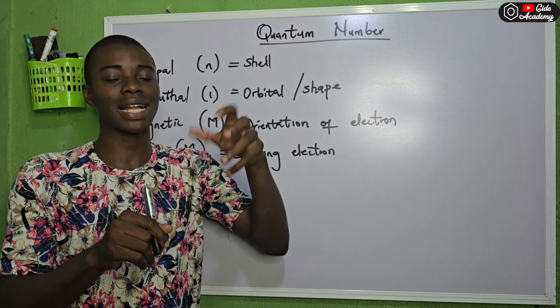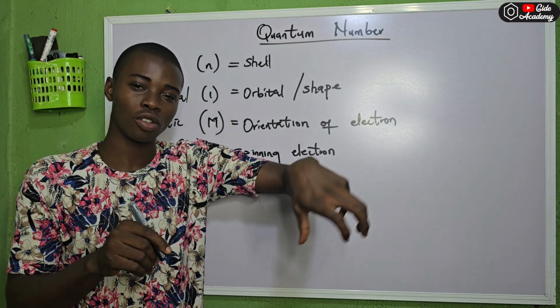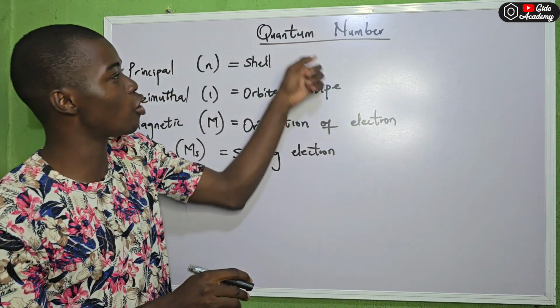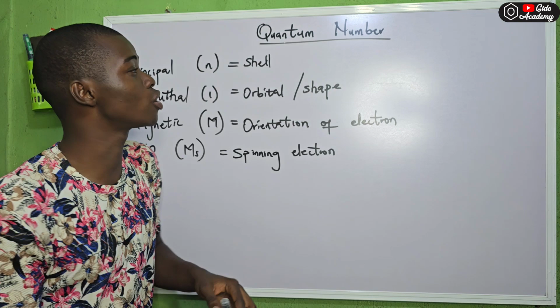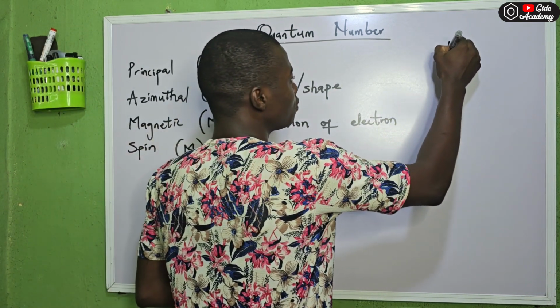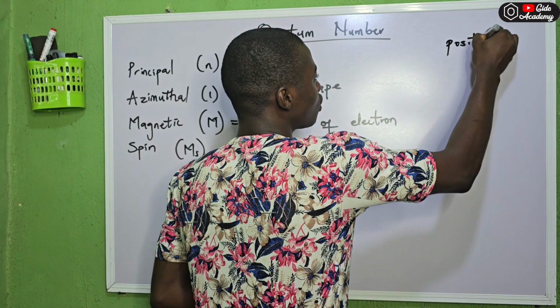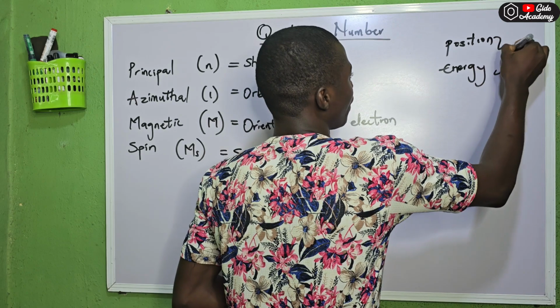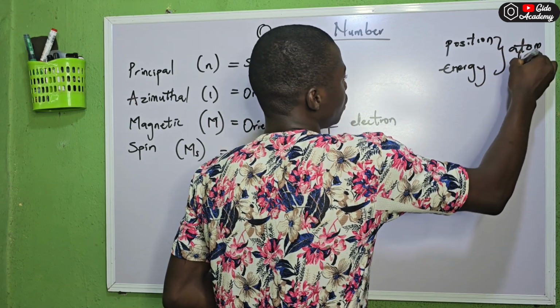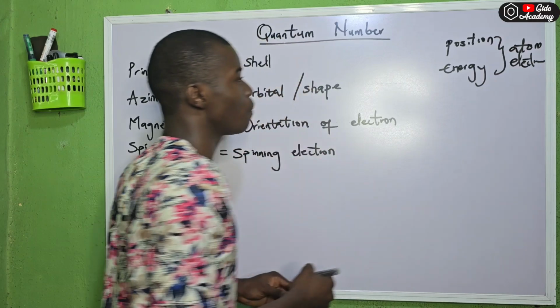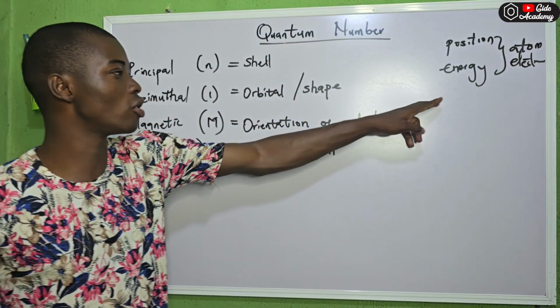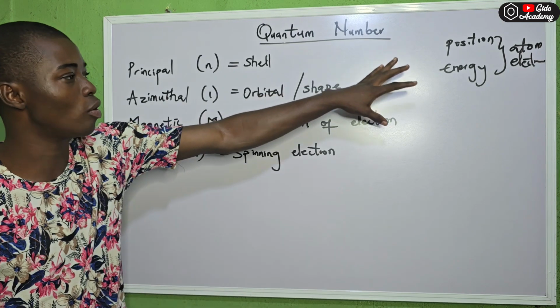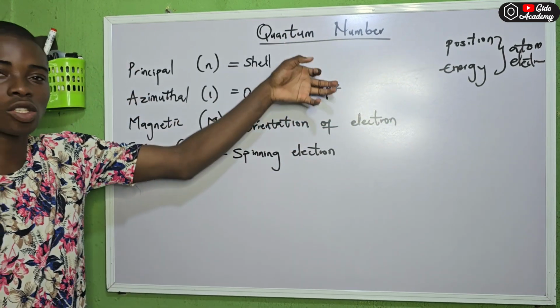The set of numbers that is used to describe the position or the energy level of an electron is called quantum number. Please take note. Quantum number is to determine the position or the energy level of an electron. So what you use to determine the position or the energy level of any atom or any electron is what we call what? Quantum number.